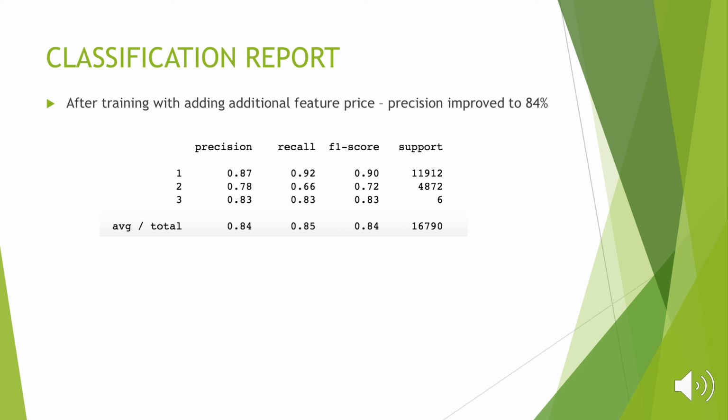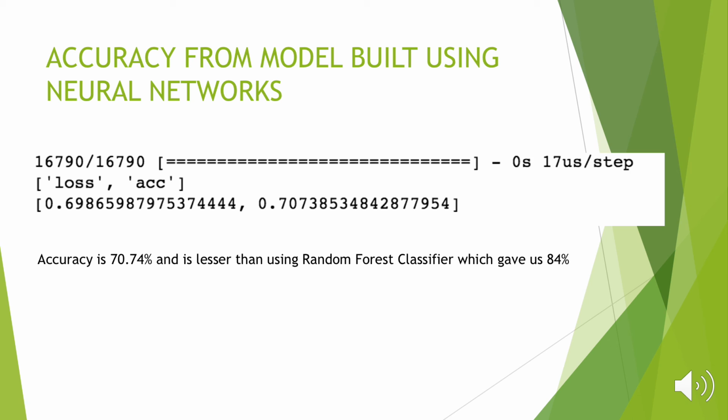And I also wanted to explore and see if I can apply neural networks to see if I can get a better accuracy and to see how the performance is. So once I applied the sequential neural network on this dataset, considering these two features, description length and price, I was able to achieve an accuracy of 70.74%, which is less than what I achieved using the random forest classifier, which gives 84%.